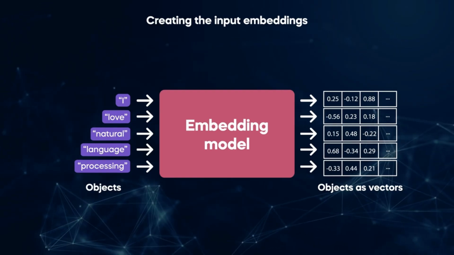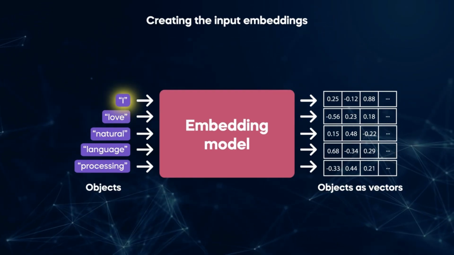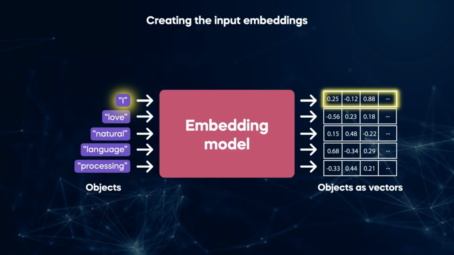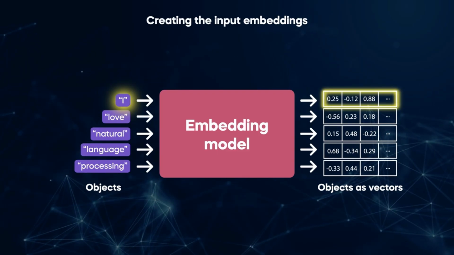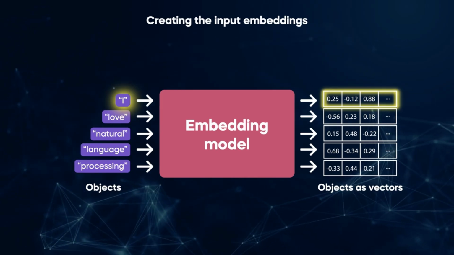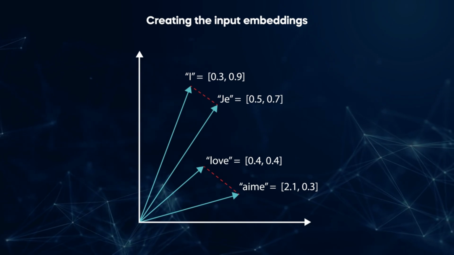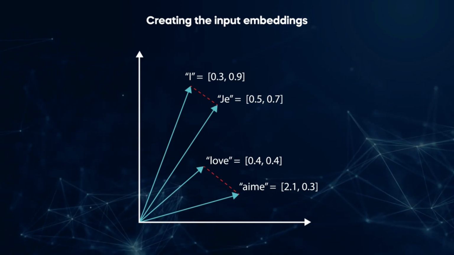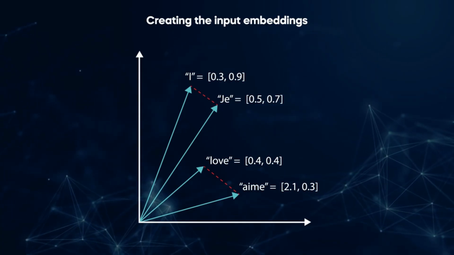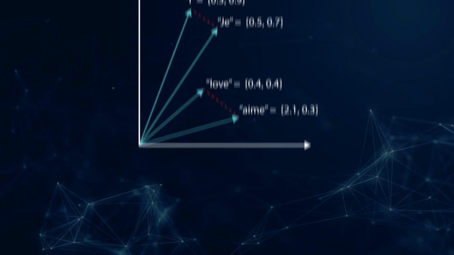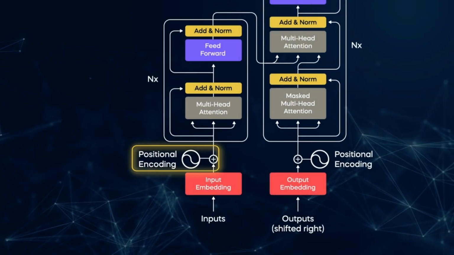For example, the embedding for "I" might be a vector like this. These vectors encode semantic and syntactic information about the tokens, because words that are similar to one another in meaning are mapped close to one another in the vector space. However, the same word can have different meanings depending on how it's used in a sentence. This is where positional encoding comes in.